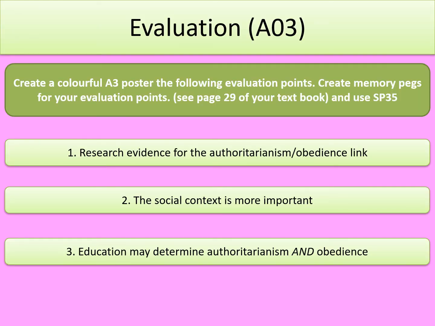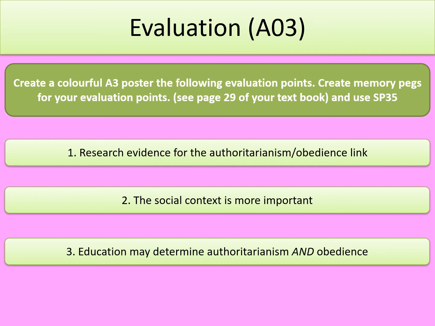Okay, when it comes to evaluation, I would like you to use a handout called SP35, which you can find on MS Teams under Files, and you'll see it's a big sheet of A3 that's split into 3. And the evaluation points are on page 29 of your textbook. The first evaluation point is research done by Dan Brunn and Vatanay, and it's the first paragraph on page 29. And it provides research support for the idea of the authoritarian personality. So read that evaluation point and then summarize it and create something meaningful, like a little picture or diagram or something to illustrate your point on that handout.